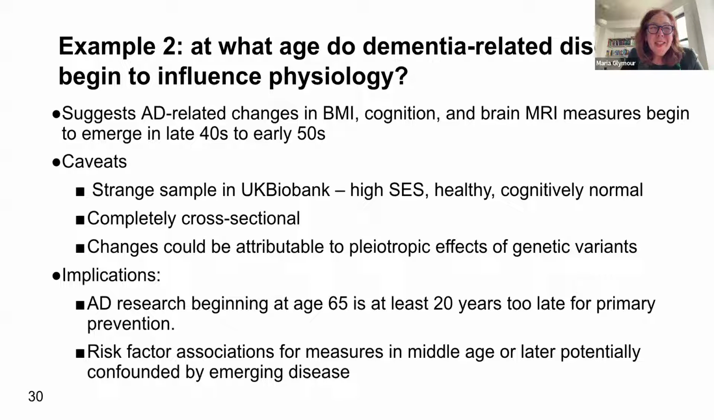But the implication, if this is true, is that Alzheimer's research beginning at age 65 is at least 20 years too late for primary prevention. And risk factor associations for measures in middle age or later are potentially confounded by emerging disease. This latter point is a huge issue for use-it-or-lose-it research. There are a gazillion studies of playing brain games and Sudoku and how that affects dementia risk, clearly potentially biased by these processes.